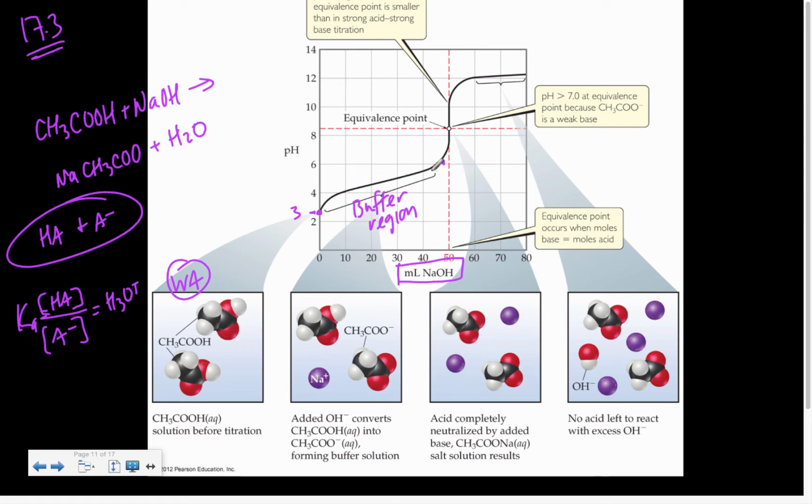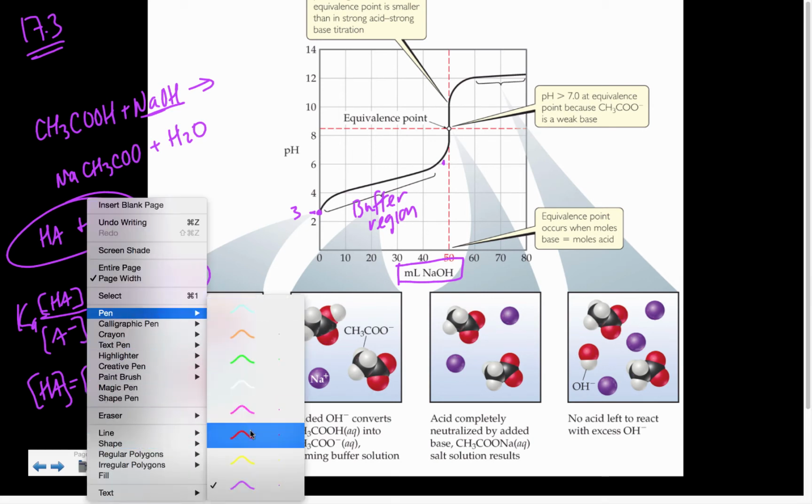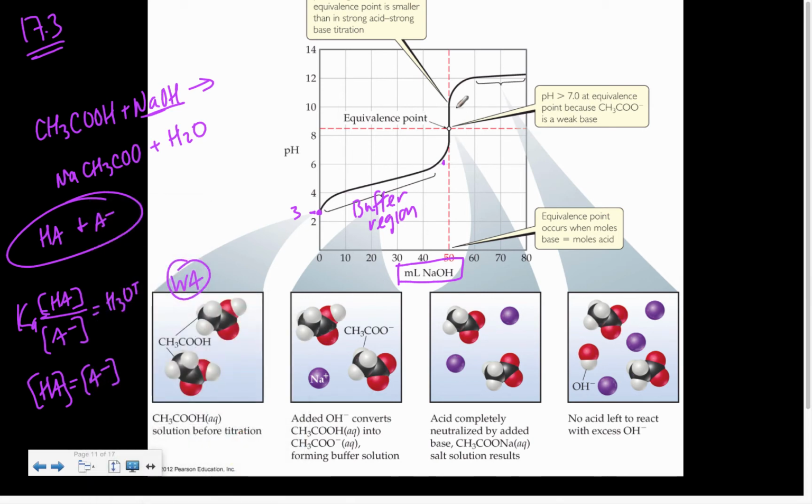If we think about this, we start off with just HA in solution, and as we add our sodium hydroxide, we slowly but surely produce some of my A minus. Eventually, we reach a place on our titration where HA is equal to A minus. Where does that happen? That happens at the half neutralization point.